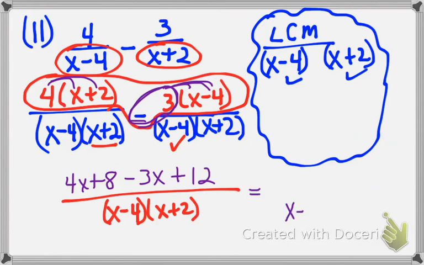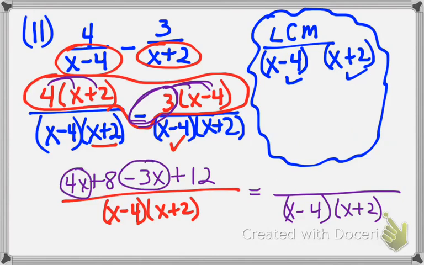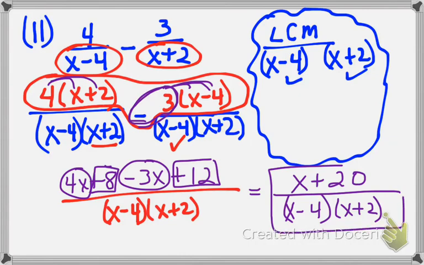So I've got my denominator. That's not going to change. And now all I'm going to do is combine like terms. So 4x minus 3x just gives me 1x. And positive 8 with positive 12 gives me positive 20. So that's my answer.